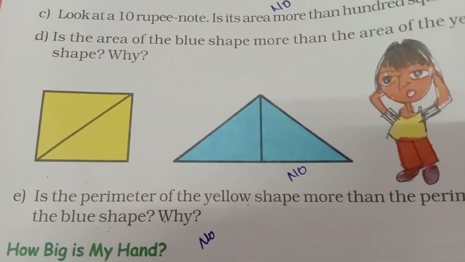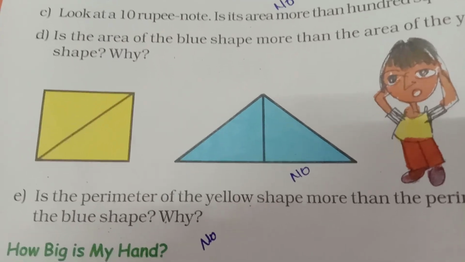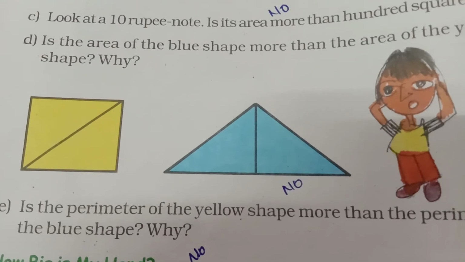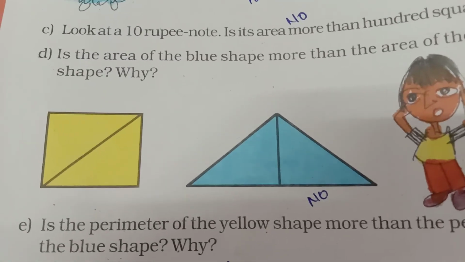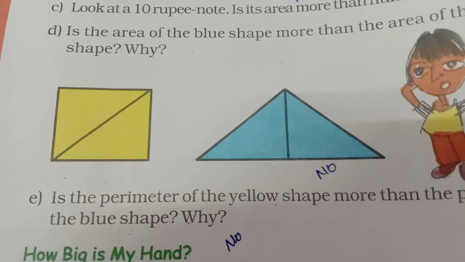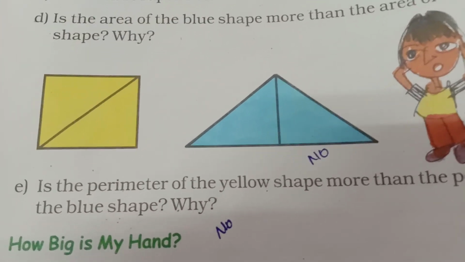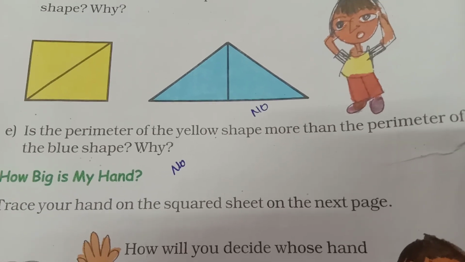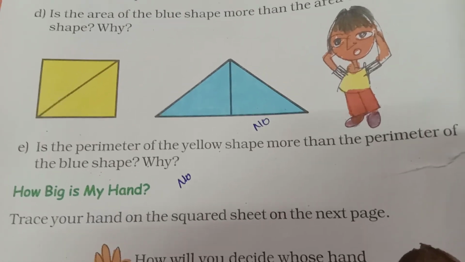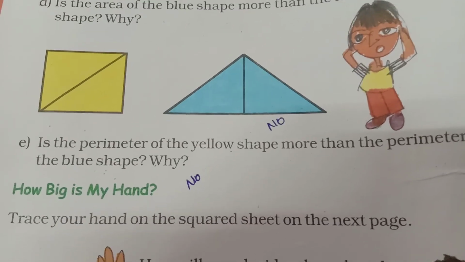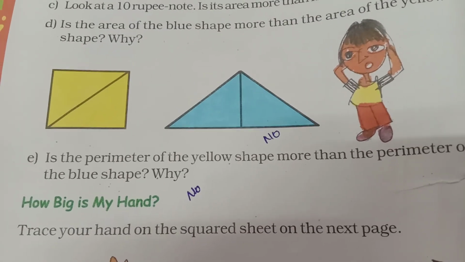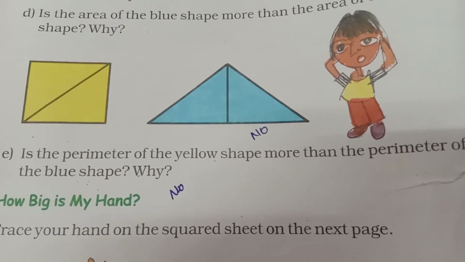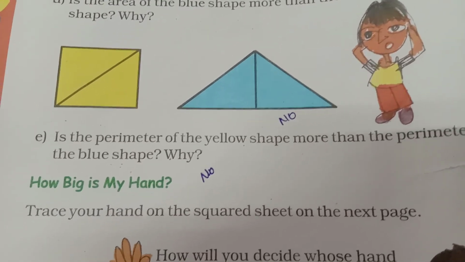Though the shapes are different, their areas are same, because if we place the two triangles adjacent to each other, from the yellow shape we get the blue color shape. Therefore their areas are same. Now, is the perimeter of the yellow shape more than the perimeter of the blue shape? No, the perimeter of the yellow shape is not more than the perimeter of the blue shape. Their perimeters are equal.